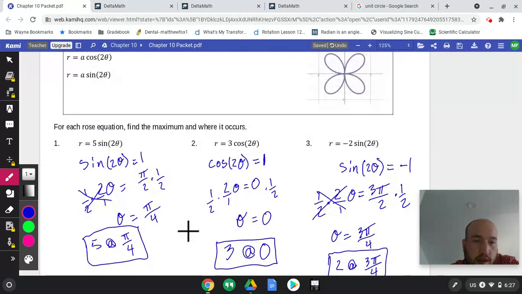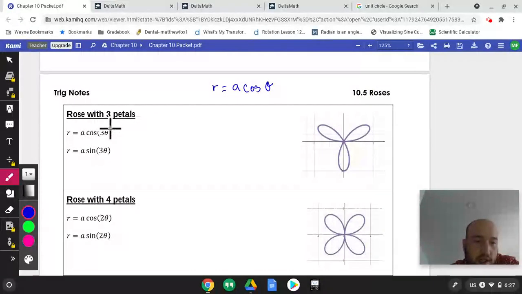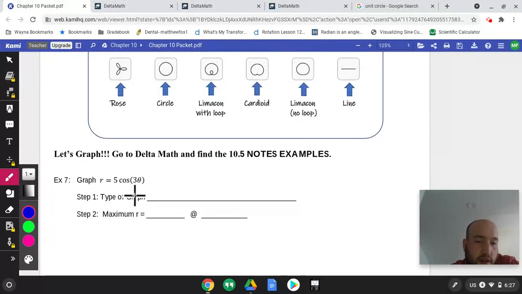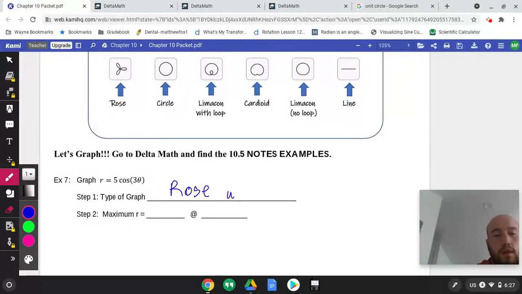And we didn't spend that much time on it, but remember, we said it has 3 petals if that's a 3. It will have 4 petals if that's a 2. Okay, so we look. This first one has a 3, so we know it's going to be a rose with 3 petals.